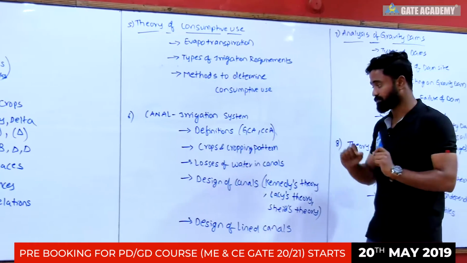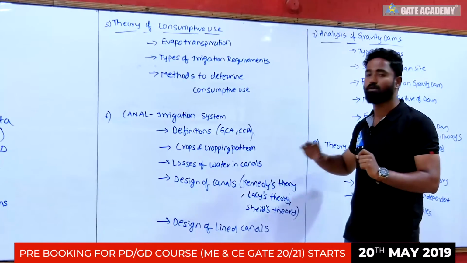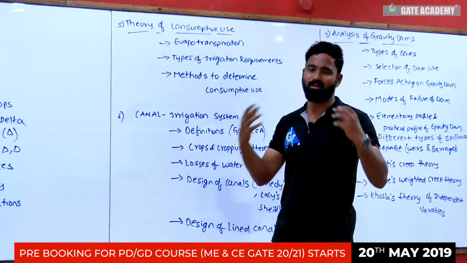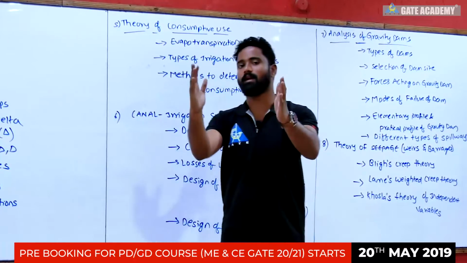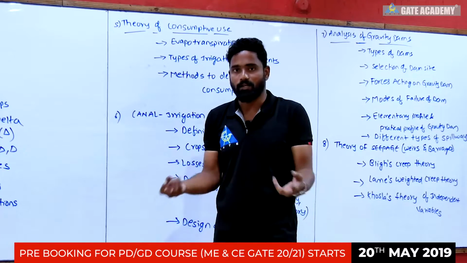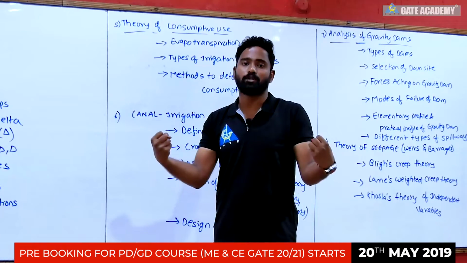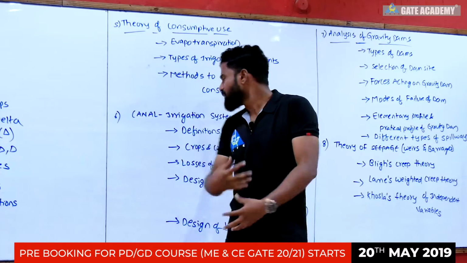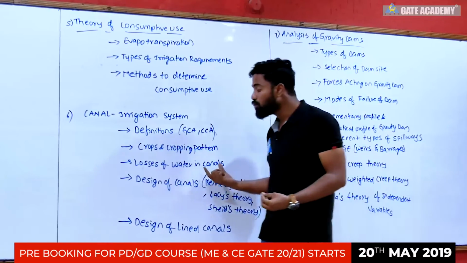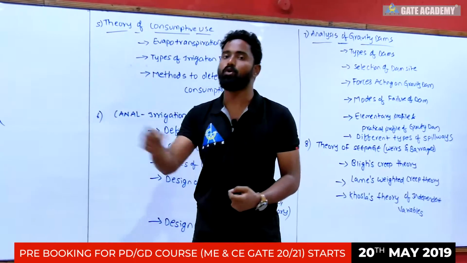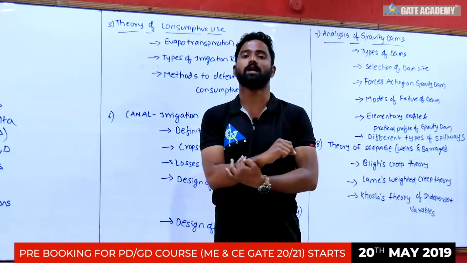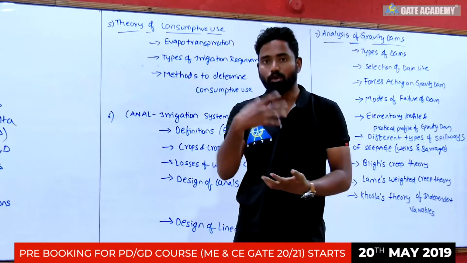Now after this, losses of water in the canals. What are the different losses? See, basic idea: when water is flowing in the canal, what are the different losses? Evaporation losses, seepage losses, next, percolation, absorption, waterlogging, different losses of water in the canals will be there. In order to overcome these losses, you go for lining of the canal. Seepage has to be reduced, and then evaporation, you are going to reduce the evaporation.